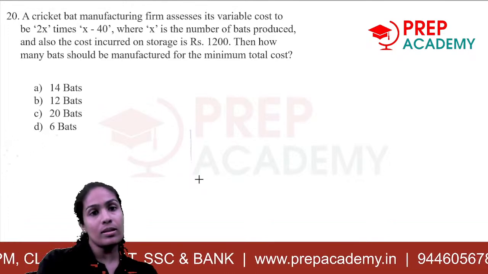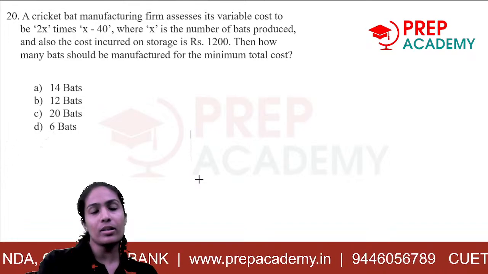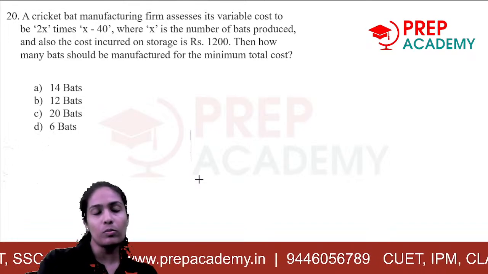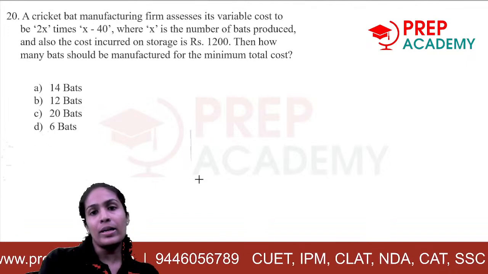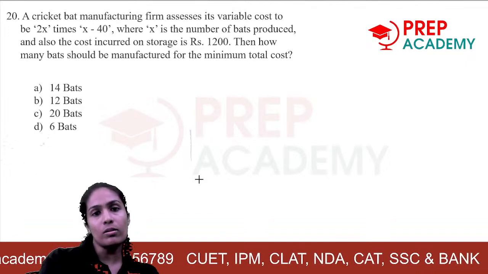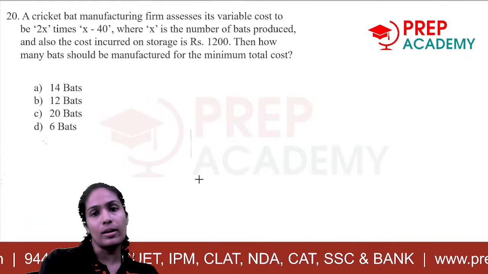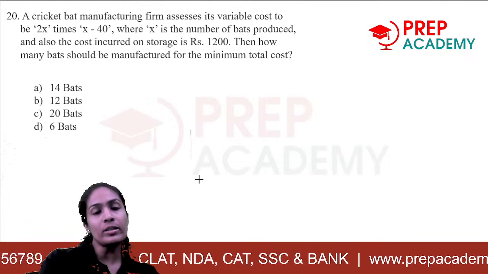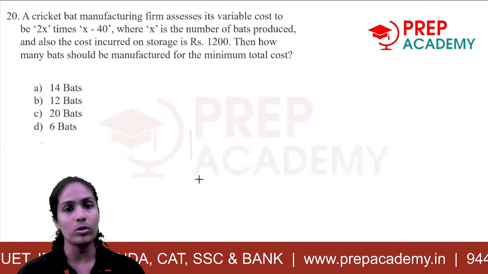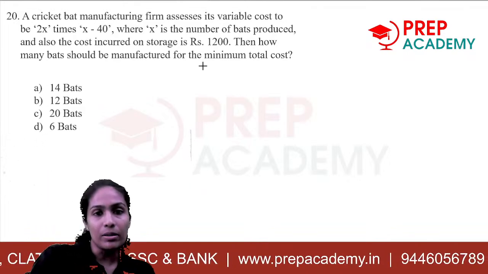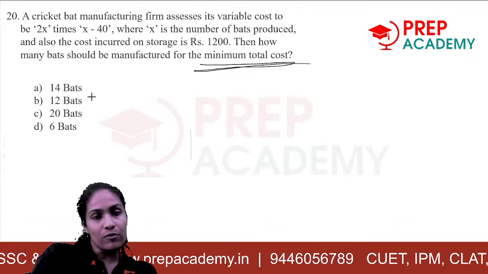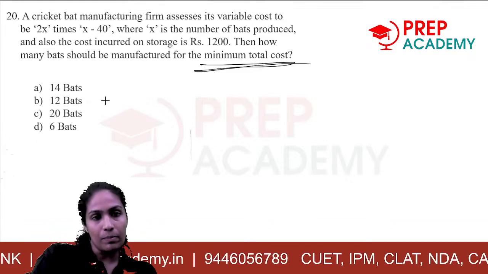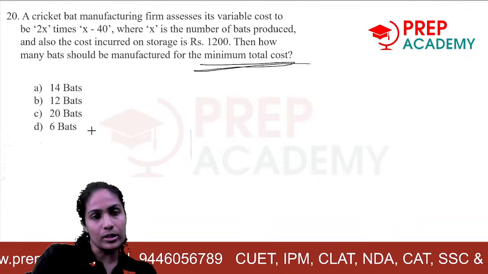Now, the next question is: a cricket bat manufacturing firm estimates its variable cost to be 2x times (x minus 40), where x is the number of bats produced, and also the cost incurred on storage is rupees 1,200. Then how many bats should be manufactured for the minimum total cost? The important point is minimum total cost. Option A, 14 bats. Option B, 12 bats. Option C, 20 bats. And option D, 6 bats.